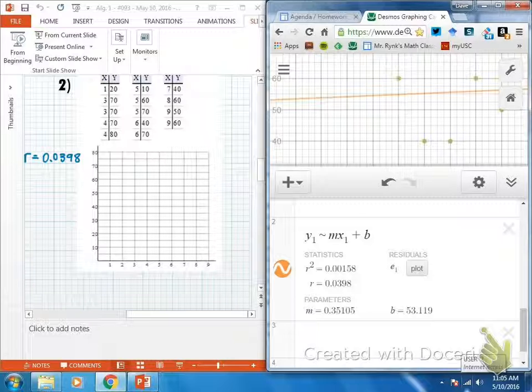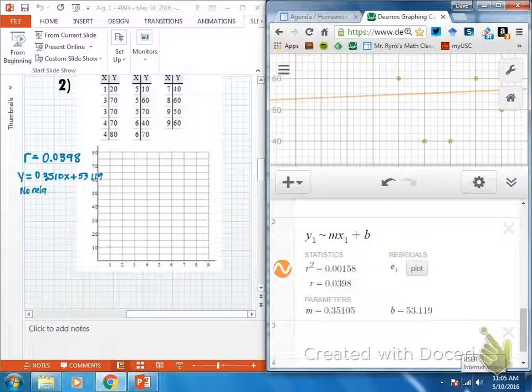So, next thing is let's write the equation of the line. So y is equal to what, everyone? What should I write first? What's our m? 0.3510. 0.3510x plus 53.119. Good, okay. There's our line of best fit. What do we know about our R value? Were we right? Is it direct relationship, inverse, or no relationship? No relationship. Good, okay.